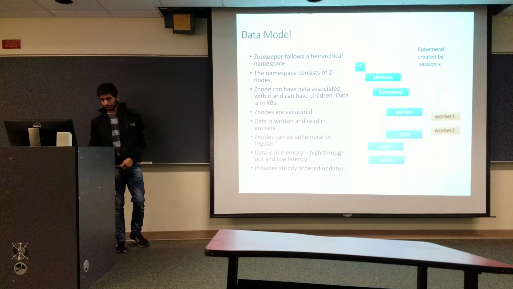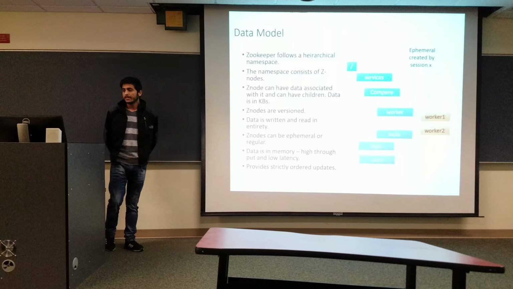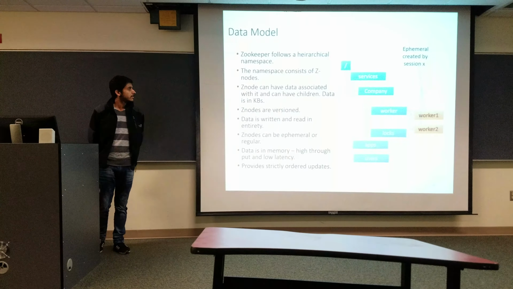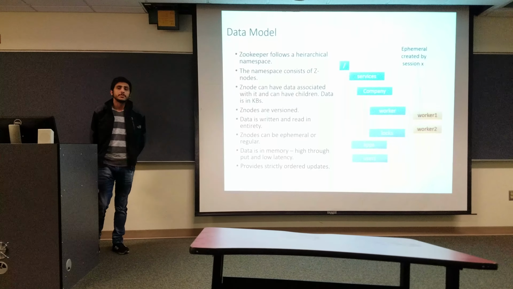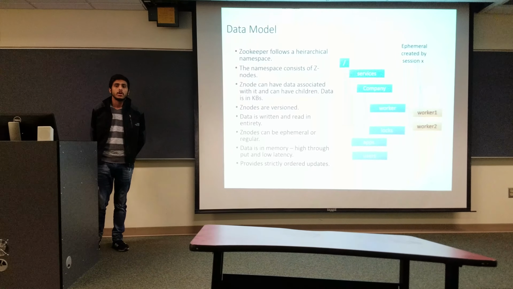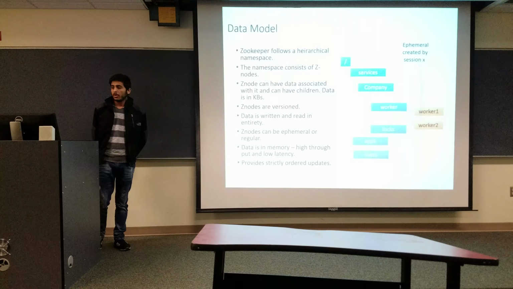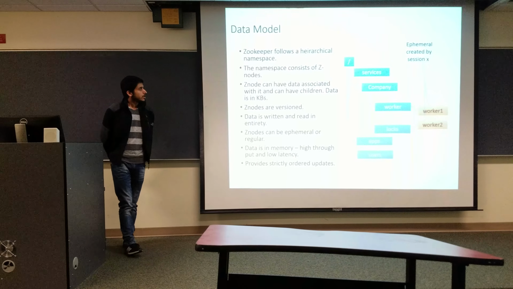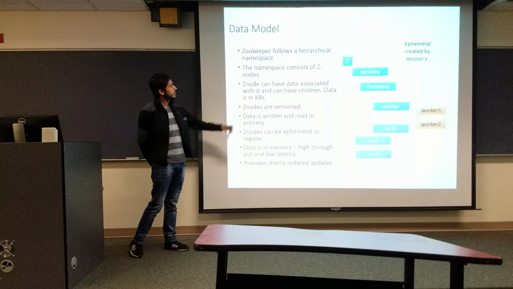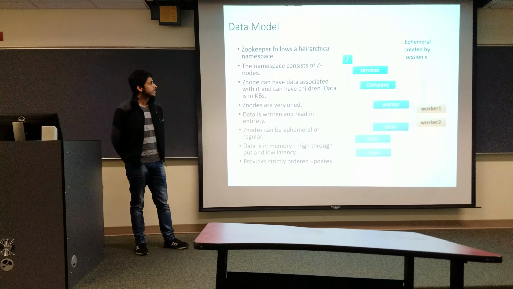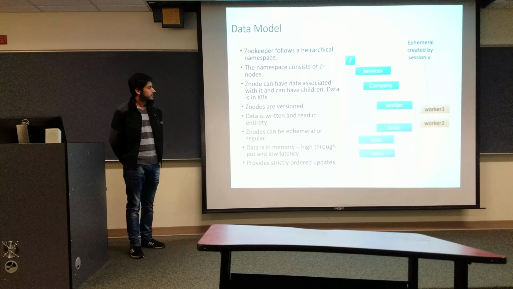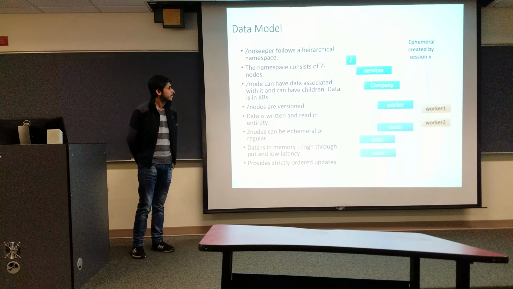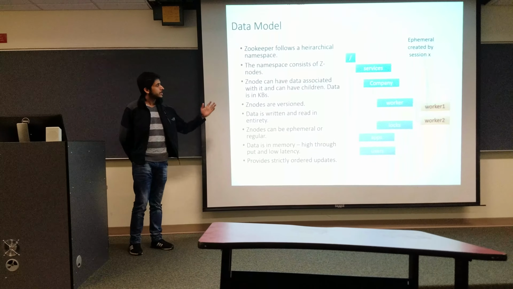Next, this is the Zookeeper data model. Zookeeper follows a hierarchical namespace, like the file system we use in Unix, divided into different nodes. Here in the figure we can see it's a tree-like structure. The main node, the slash at the top, is the root node, and services, company, worker, logs, applications, and users are the nodes. In Zookeeper, we call these nodes Znodes.